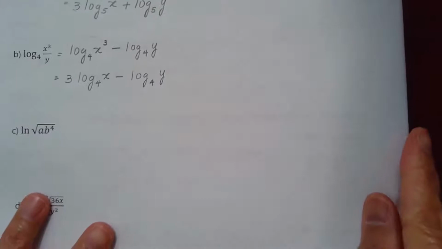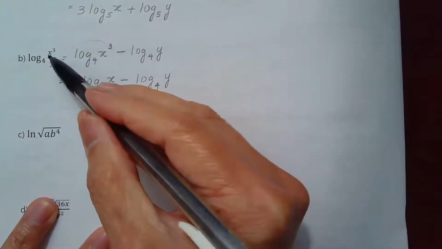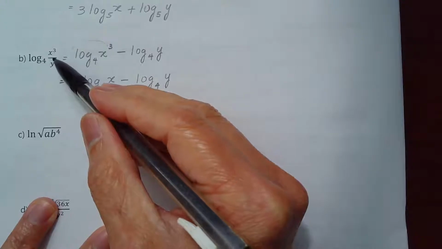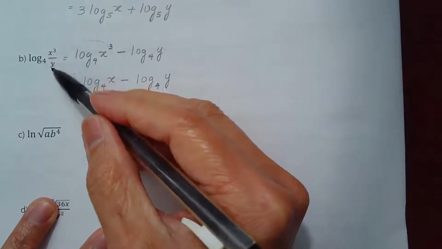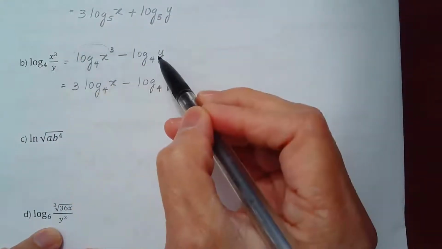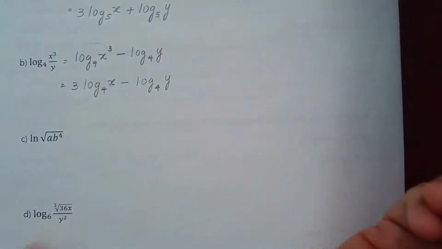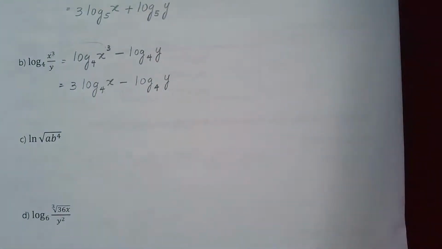So those ones, do it one at a time. When you have division, they're being divided, so you can split them up into two logs, log of x cubed and log of y, and then do the exponent after, right? Do it one at a time, slowly and carefully.